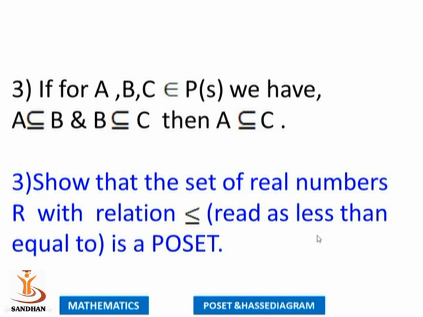Now third is transitivity. If for three sets A, B and C from the power set, we have A is a subset of B and B is a subset of C, so A is contained in B and B is contained in C, that implies A is contained in C. So all the three conditions are satisfied. So our power set is a poset.